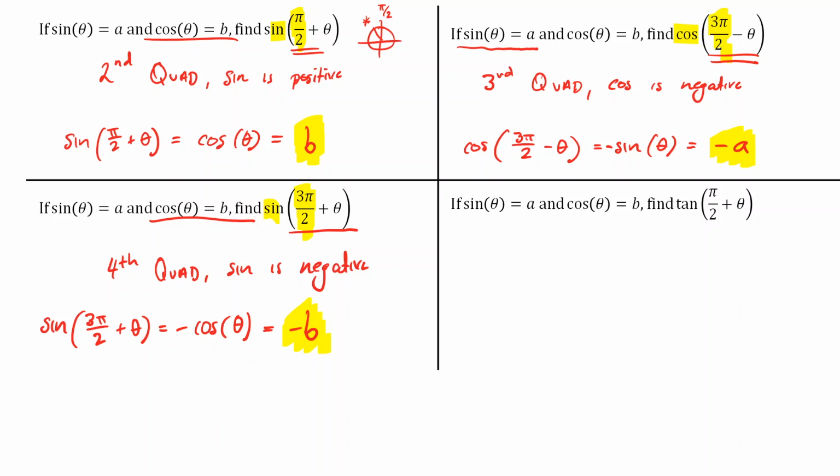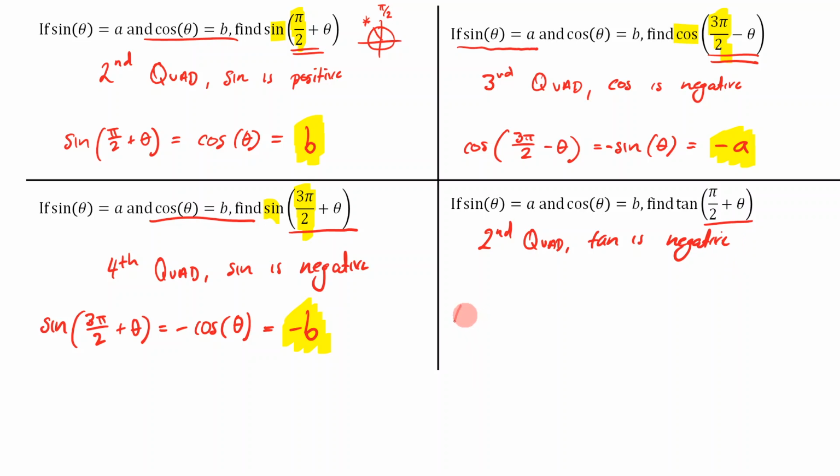All right, let's finish it off with this one here. If sine of theta is equal to a and cos of theta is equal to b, find tan of pi on 2 plus theta. This one is a little bit trickier because we're dealing with tan here, but let's just think it through as we normally would. Pi on 2 plus theta is taking me to the second quadrant, and I know that in my second quadrant, tan is negative.